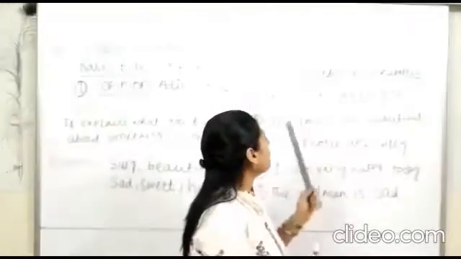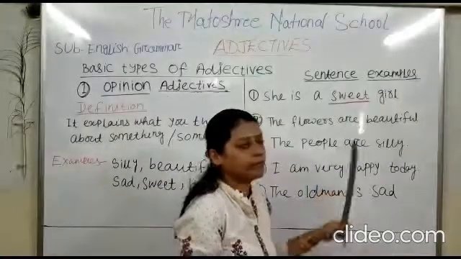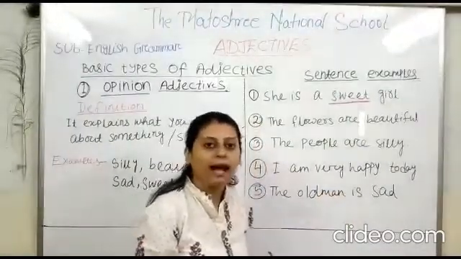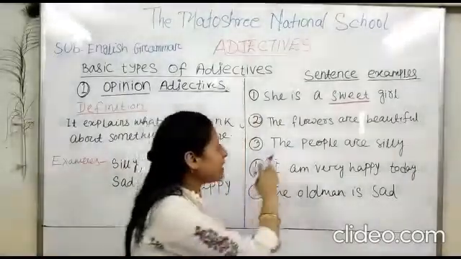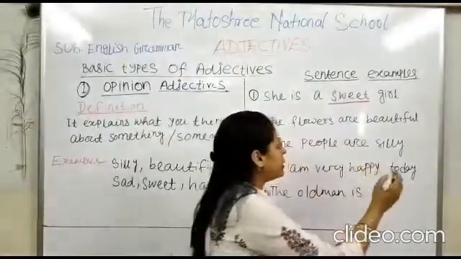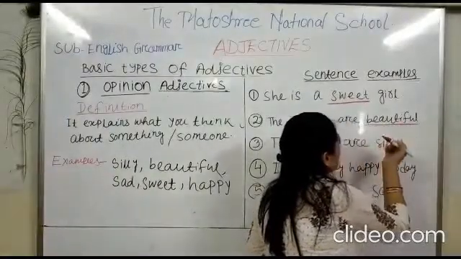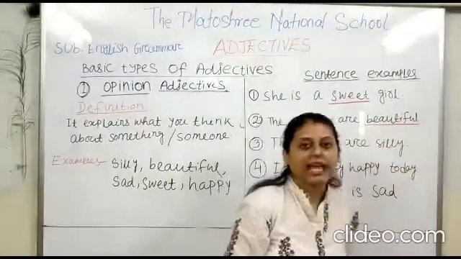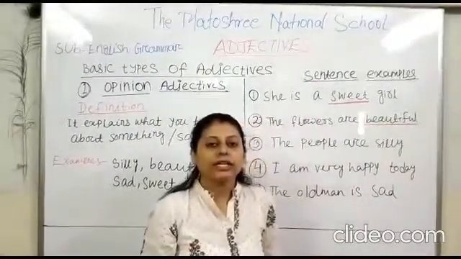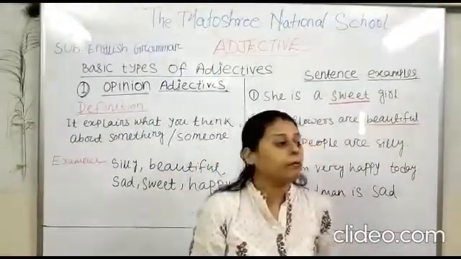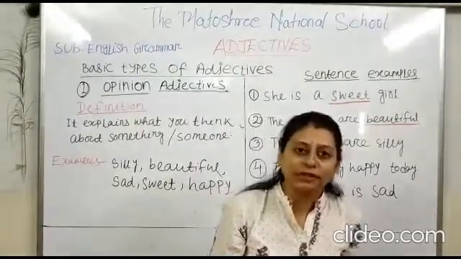Next is, the flowers are beautiful. So, in this sentence, beautiful is an opinion adjective which describes the flowers. It's my opinion that flowers are very beautiful.